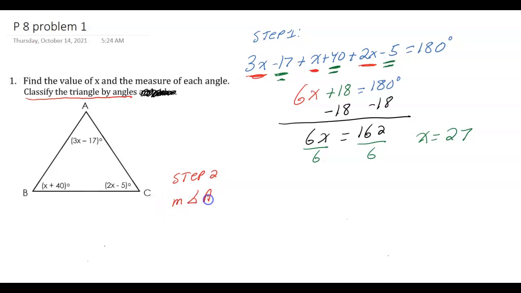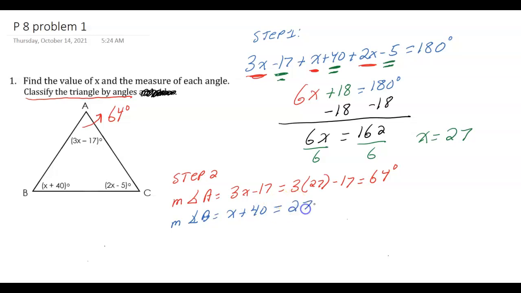The measure of angle A is 3x minus 17. So I'm going to plug 27 in for x. And when I do that, I get 64 degrees on my calculator. So angle A is 64 degrees. I'm going to put that in my diagram. The measure of angle B is x plus 40. So when I plug 27 in for x, I get 67 degrees. So I'm going to put 67 degrees in my picture.